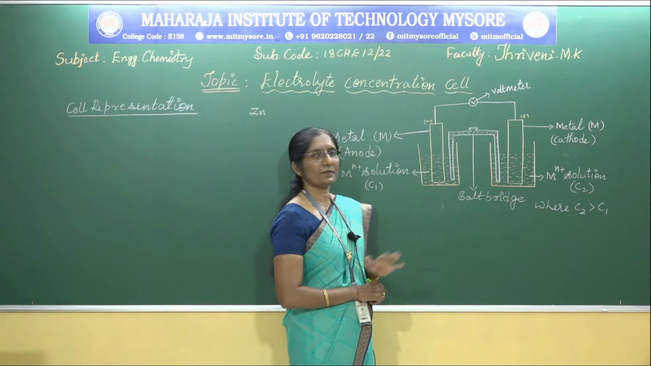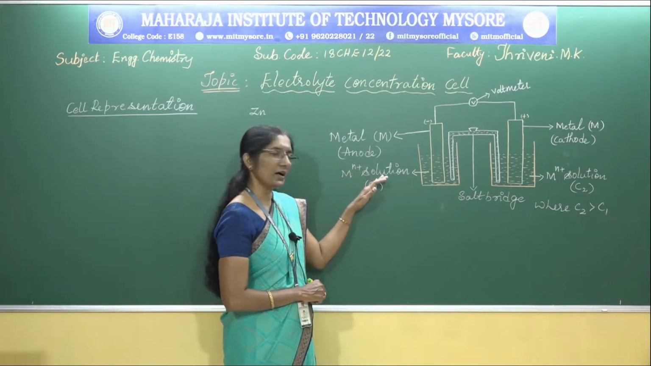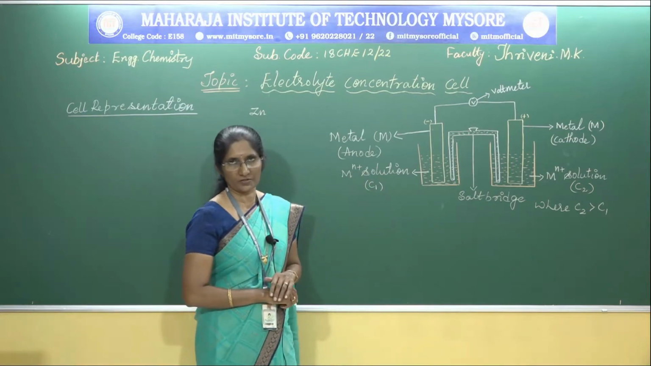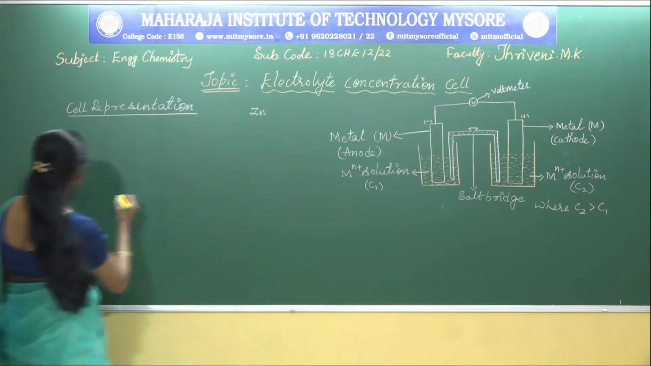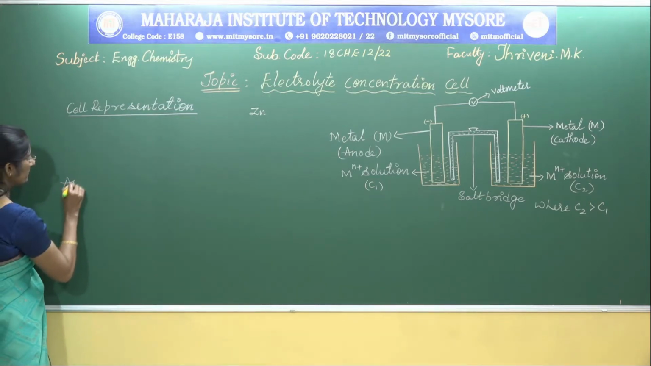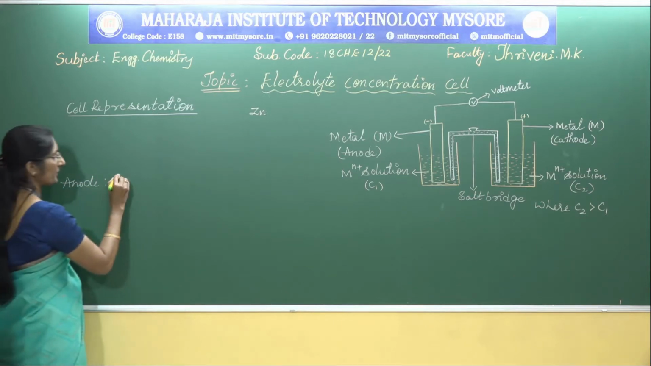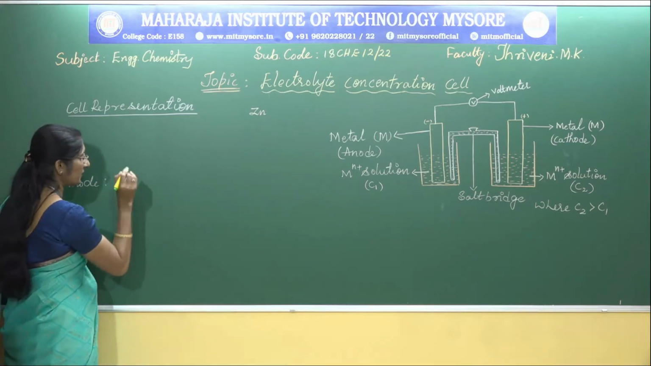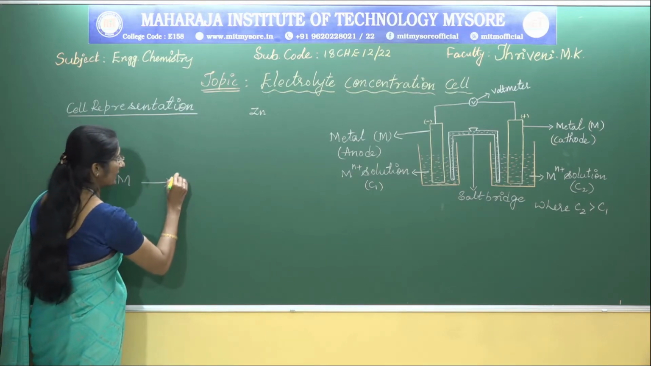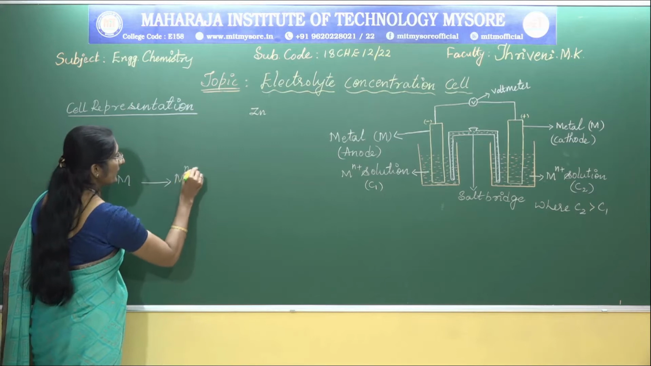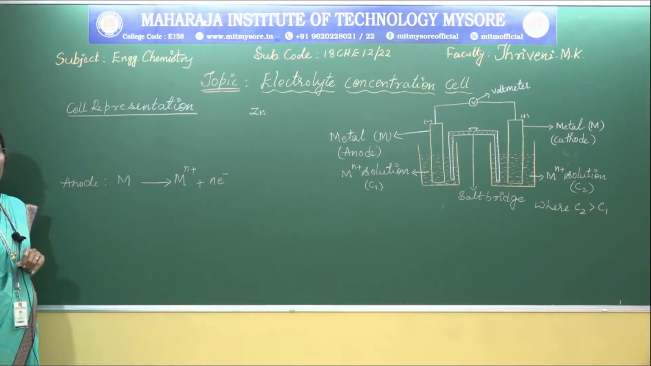We are already familiar with oxidation and reduction reactions. At the anode, an oxidation reaction always takes place. So what is the cell reaction? It is oxidation. How to represent the general oxidation reaction? Metal M easily loses n number of electrons, then we get Mn+ with the liberation of n electrons.